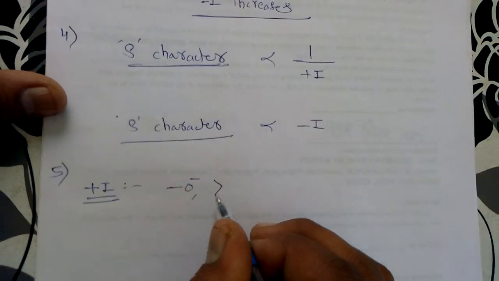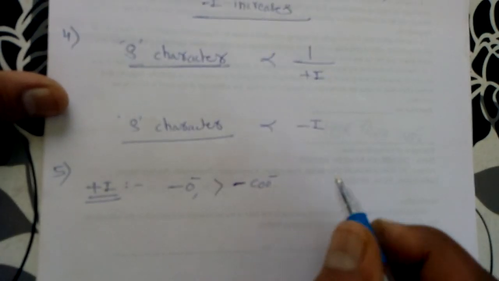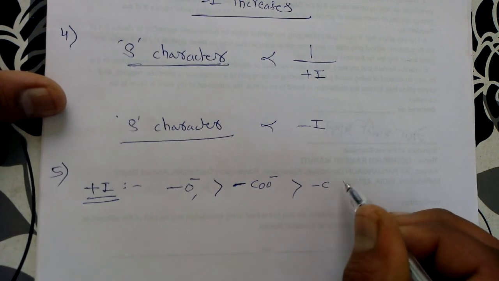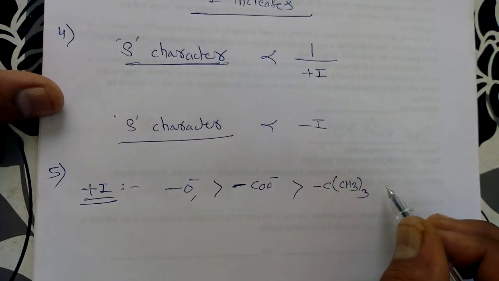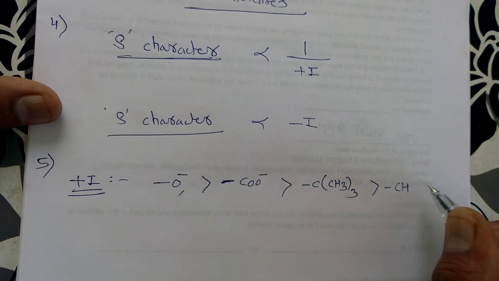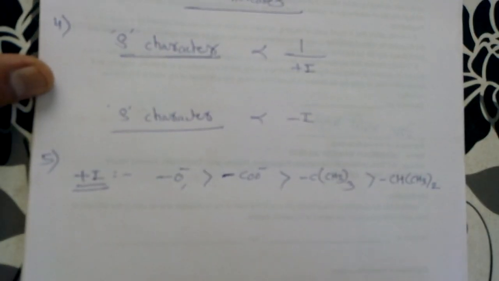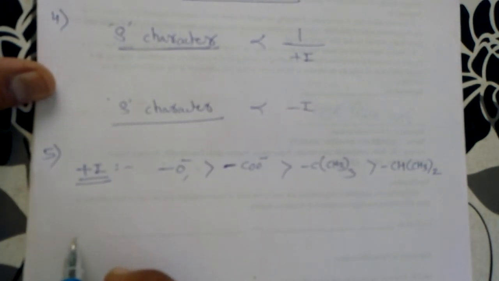it shows more plus I inductive effect than COO minus. COO minus shows more plus I inductive effect than the tertiary butyl group, C(CH3) taken thrice. It shows more plus I inductive effect than CH3 taken two times. So these are some common examples of atoms or groups of atoms which show the plus I inductive effect.